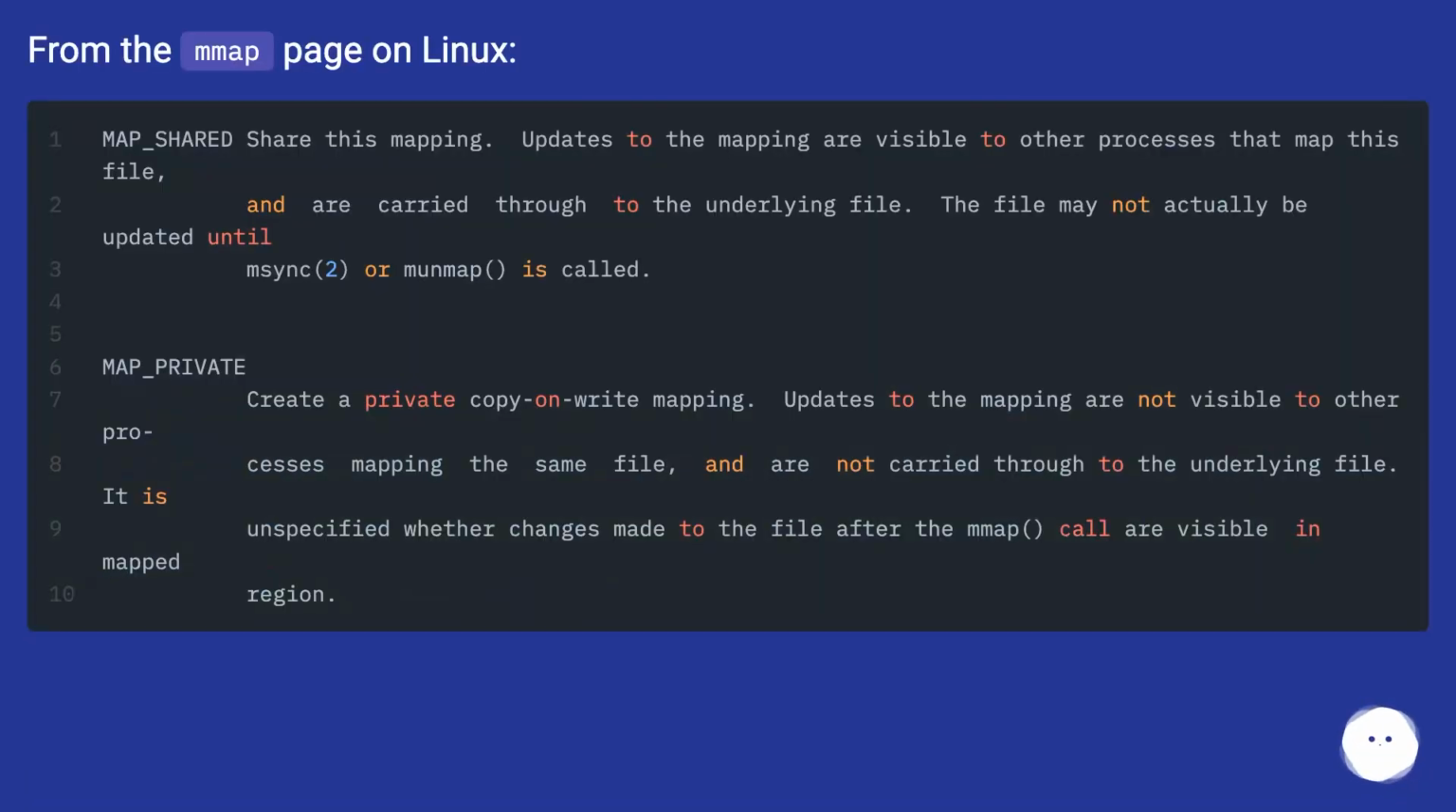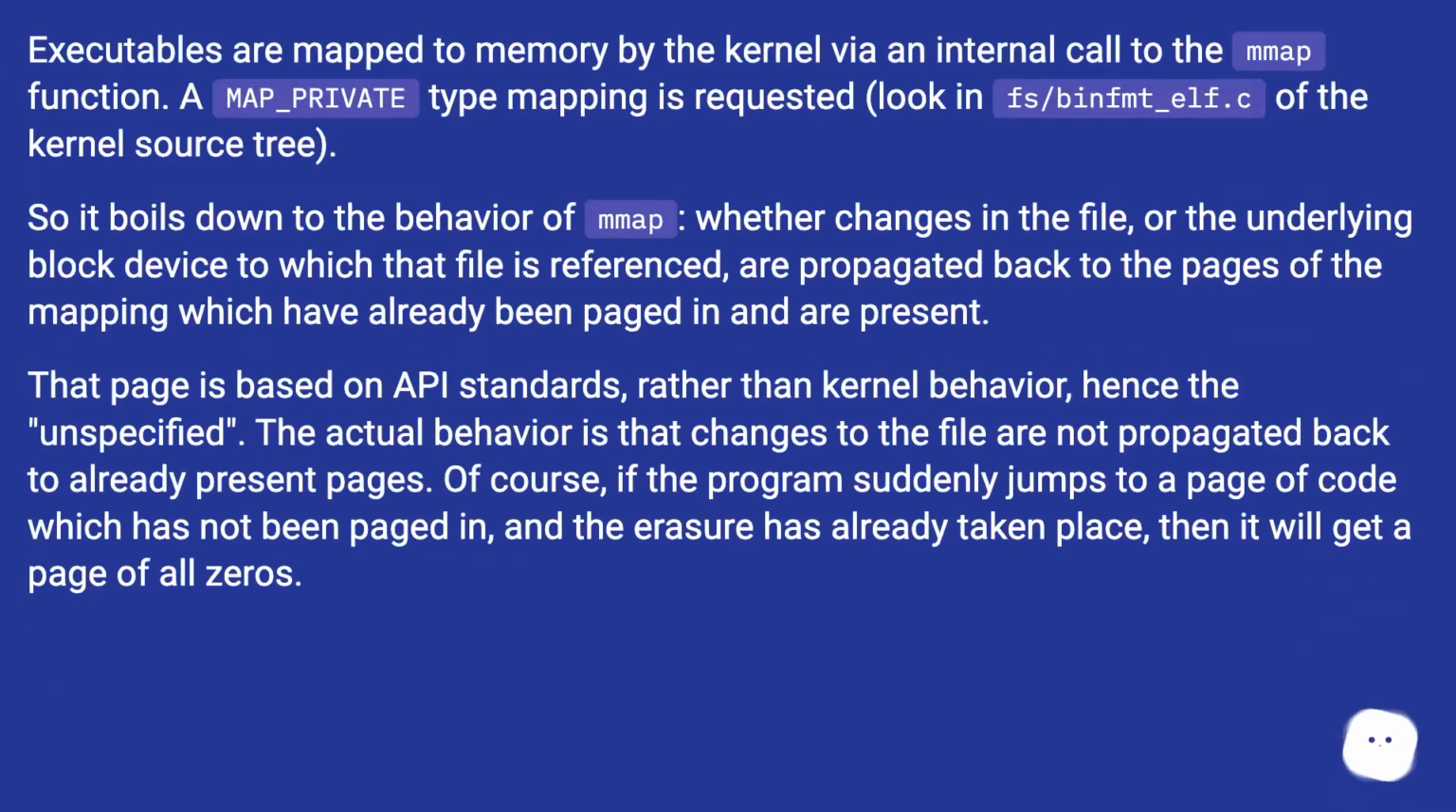From the mmap man page on Linux. Executables are mapped to memory by the kernel via an internal call to the mmap function. A MAP_PRIVATE type mapping is requested. Look in fs/binfmt_elf.c of the kernel source tree.